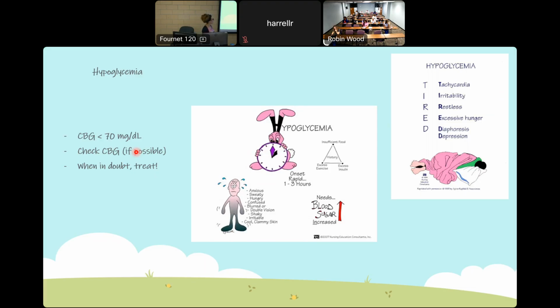Your book says 54. Question mark. I super don't love 54. So we're going with 70. Most hospital policies are going to have you start intervening at 70. So 70.